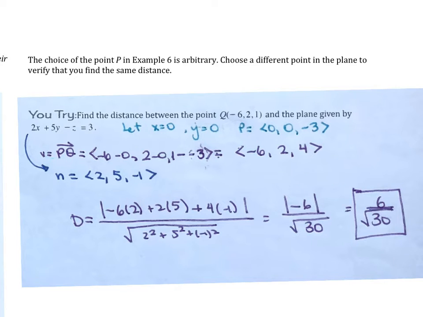Now to find the vector PQ, I did negative 6 minus 0, 2 minus 0, 1 minus negative 3. Therefore, that is negative 6, 2, and 4. Then I got my normal to the plane, n, which is 2, 5, and negative 1. And therefore, I found that the distance is 6 over the square root of 30. Of course, you can rationalize the denominator, so 6 root 30 over 30, or just the square root of 30 over 5.